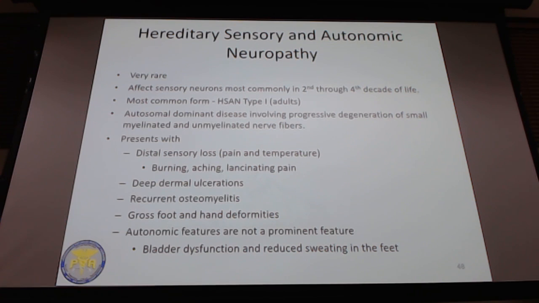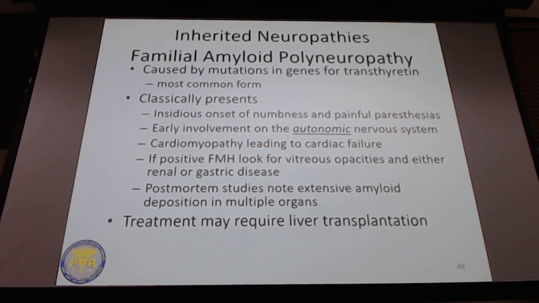Let me see. Hereditary sensory and autonomic neuropathies, are they very rare? We're just going to stop at that. So I'm not going to go over this with you guys. Let me see, why is it in here? It's in your literature. HSAN1 is the most common. Tailor this for phase 2 if you see it. Recurrent osteomyelitis, gross foot and hand forms. I'm not going to ask you a question on that. If I do, I'll take it.